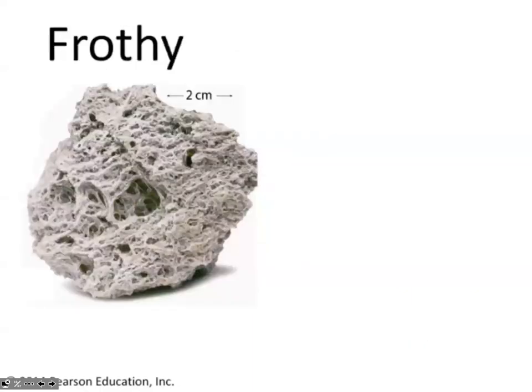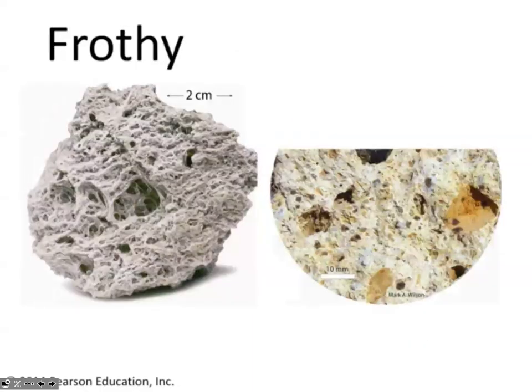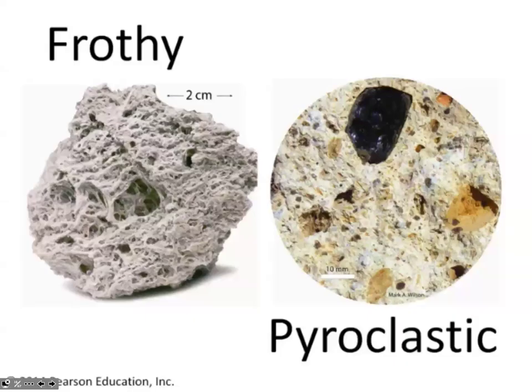Two other volcanic textures are here, a frothy volcanic texture and a pyroclastic texture. The frothy volcanic texture is basically lots of little vesicles. It's typical of the rock called pumice. The pyroclastic volcanic texture has chunks of other rocks in it, and these chunks of other rocks are basically the signature of a violent volcanic eruption. So it's been broken by fire, or pyroclastic.